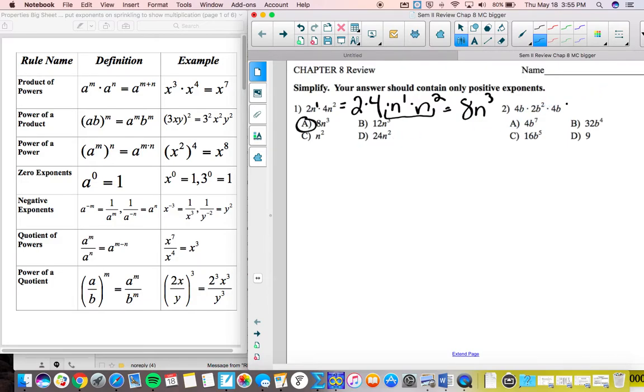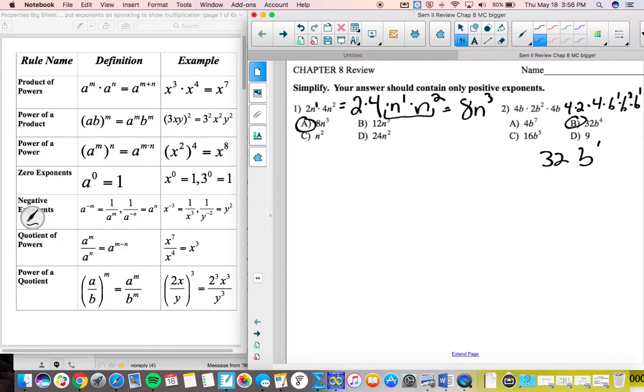Similarly, in number 2, we can go 4 times 2 times 4. I just took all 3 coefficients and multiplied them together. And then I have b to the 1 times b to the 2 times b to the 1. So 4 times 2 times 4 is 32. And then here we'll add the exponents together. So we're multiplying the coefficients together because that's what it says to do. And then our rules say that you add the exponents when you're multiplying the same bases together. So 1 plus 2 plus 1 is 4. So I have 32 b to the 4. That's option or letter B.